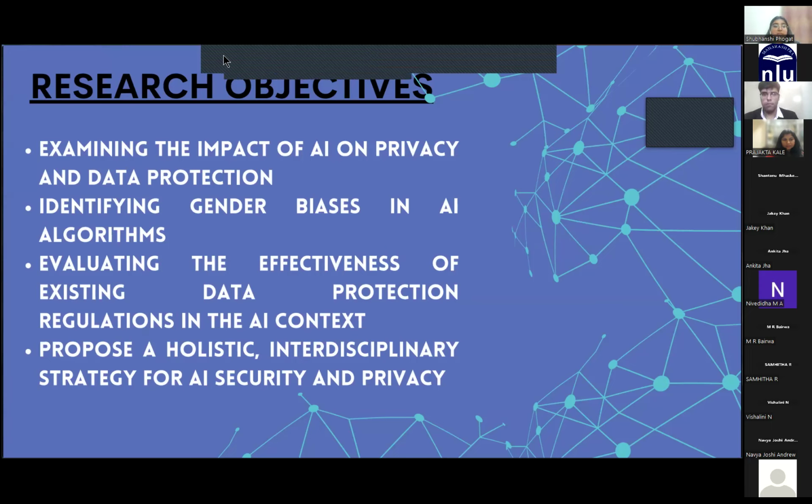Moving on, the second research objective being identifying gender biases in AI algorithms, their manifestations in AI applications, and their implications on individual rights, and thereby proposing a multifaceted strategy for mitigating these biases to ensure fairness and equity in AI outcomes.